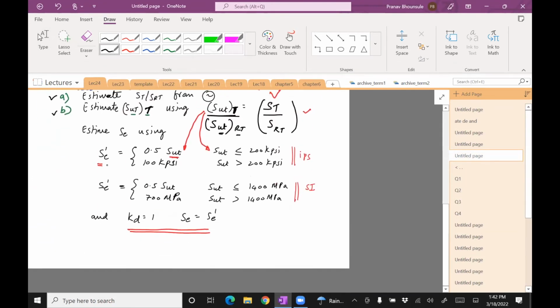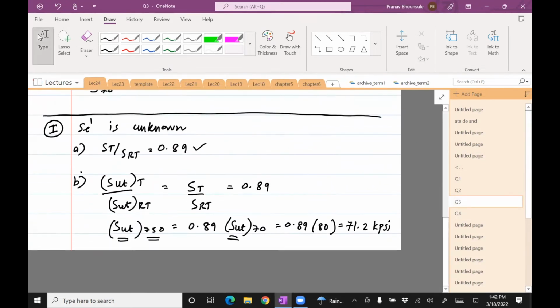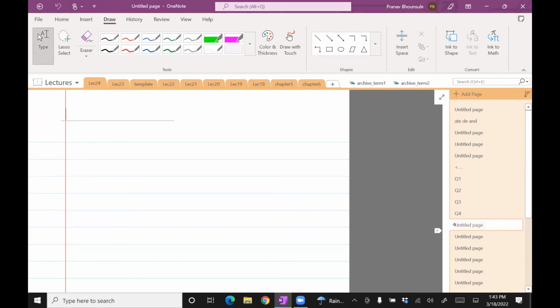Yeah, step C is to use these expressions. First of all, we want this in IPS, and so we need to go with the top one. Is the ultimate strength less than 200 or greater than 200? Now we're looking not at the SUT at room temperature, but at SUT at the elevated 750 temperature. We've computed it to be 71.2 kpsi, and that falls in this range. So we need to do 0.5 SUT to compute SE prime. So this is step C.